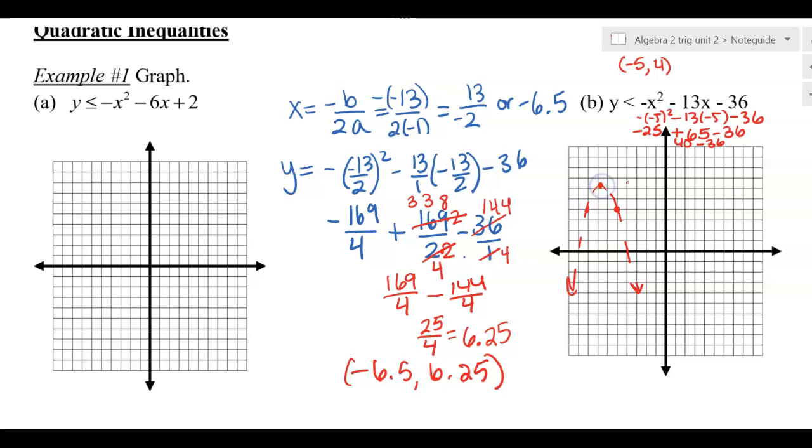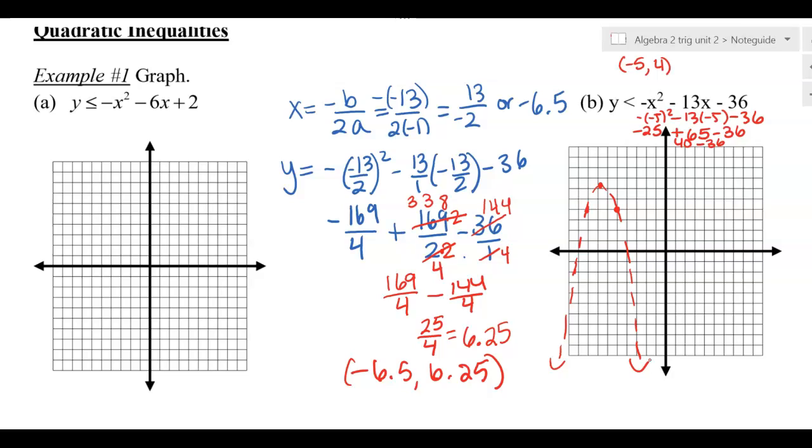Meaning that you want it to divide up the graph. However, solutions are not actually included on this graph. It's the boundary, but you can't use points that are actually on it. Okay? That's why it's dashed. Now I need to know where to shade. And there's kind of two ways for us to figure this out.